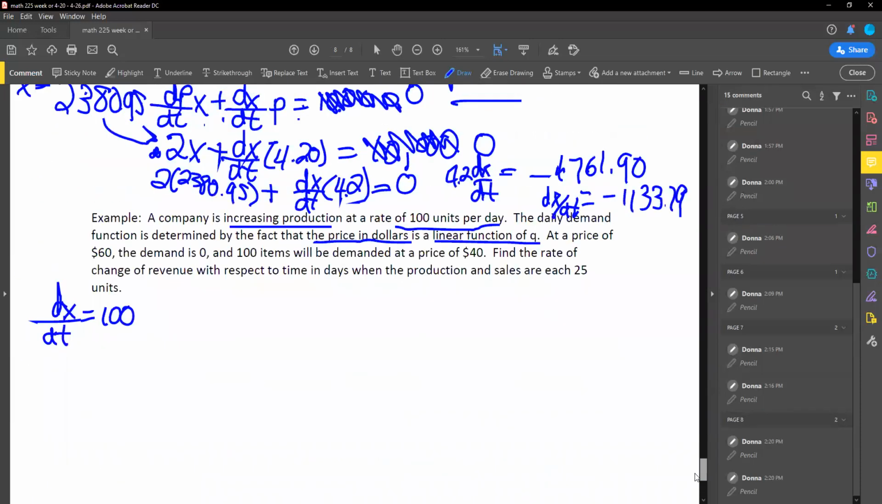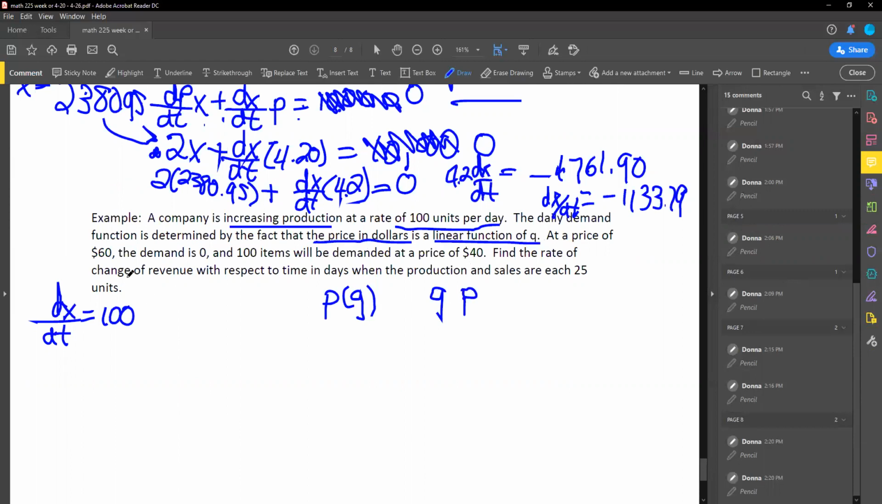Let's go back down here. All right, so it says it's a linear function of Q. So the demand, we'll call it P, the price in dollars, so that would be the price of the item, is a function of Q. So we need to figure that out. Q is the X value and the price is the Y, where Q is the quantity demanded.